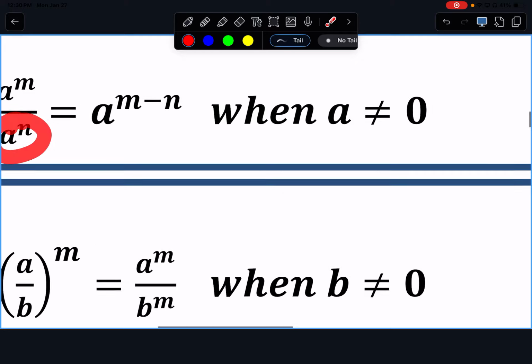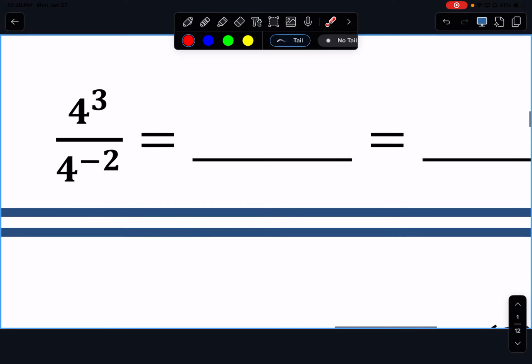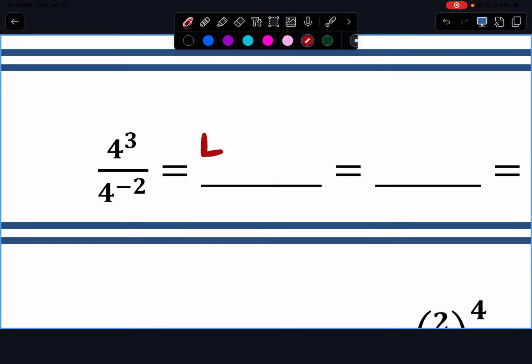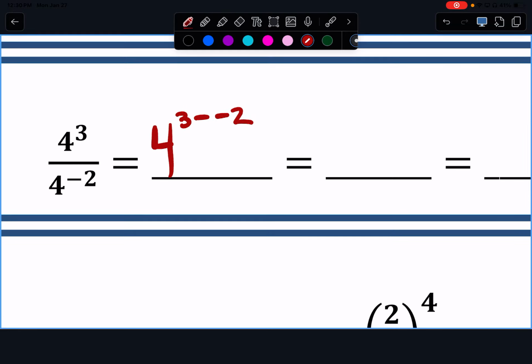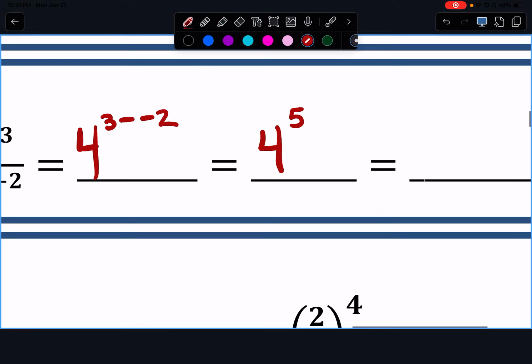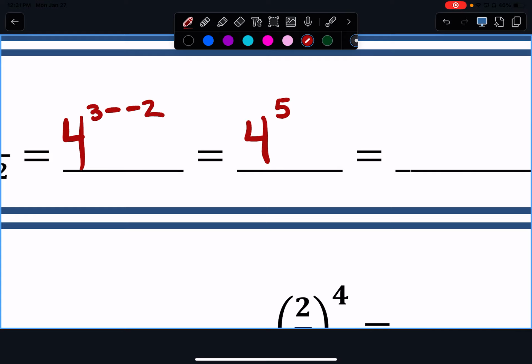No. So over here, we are going to set this up and we're going to do 4 to the 3 minus negative 2. What is 3 minus negative 2? 5, because what happens when you subtract a negative number? You add. So you get 4 to the 5th. Use your calculator to tell me what 4 to the 5th is. 1,024.